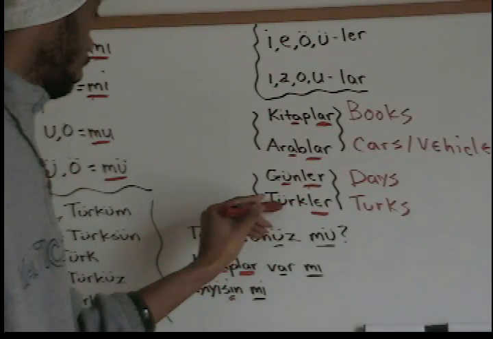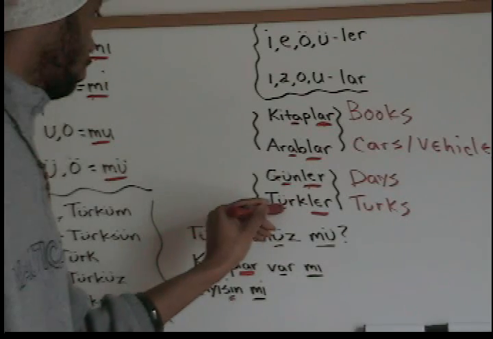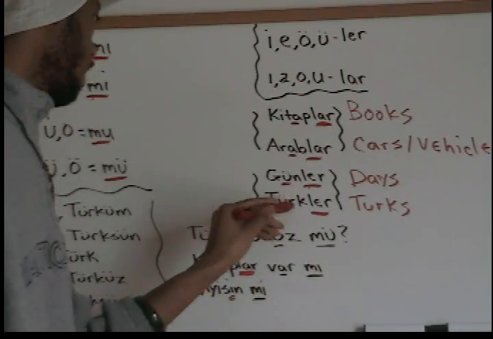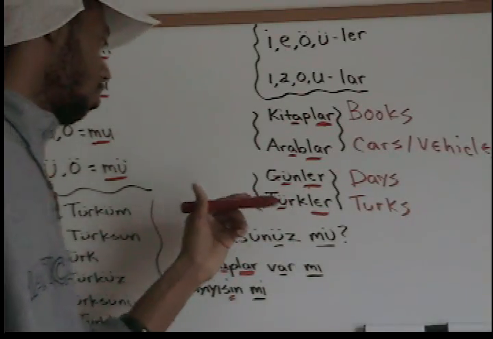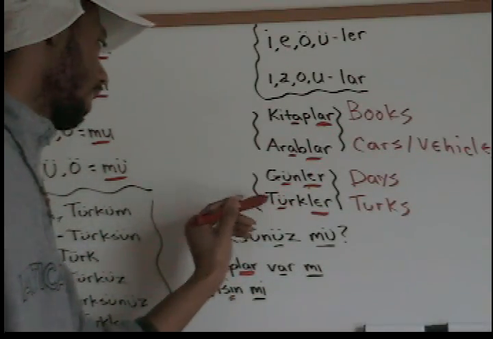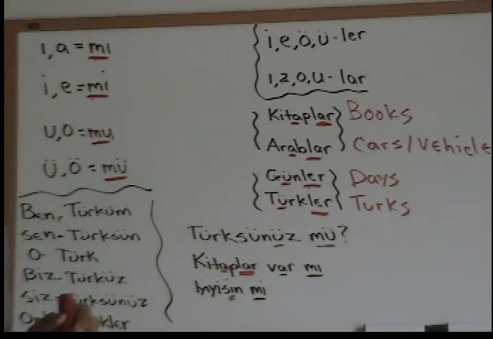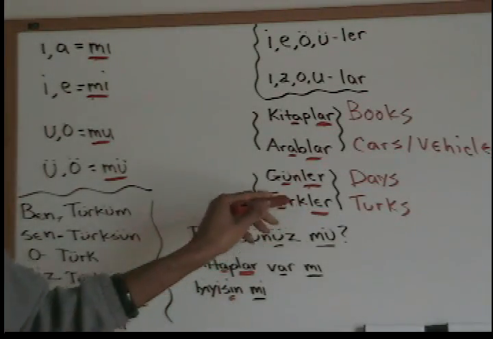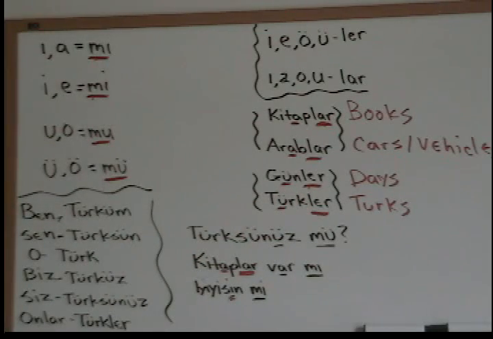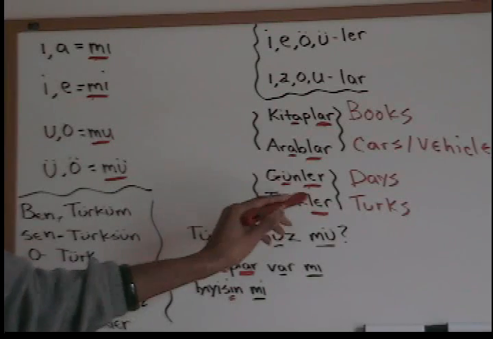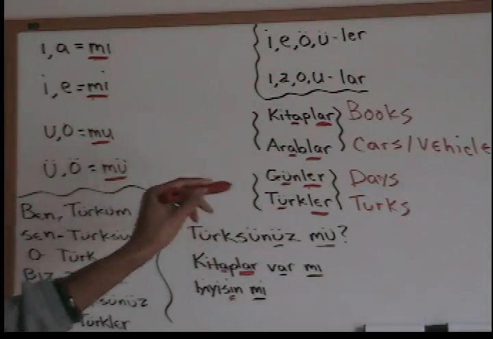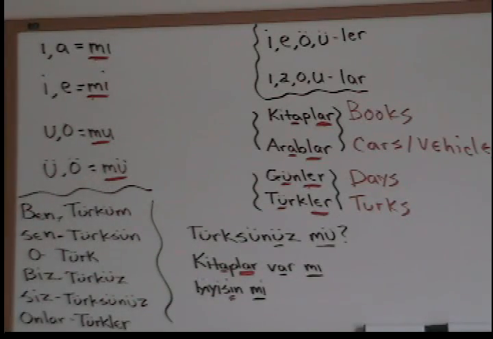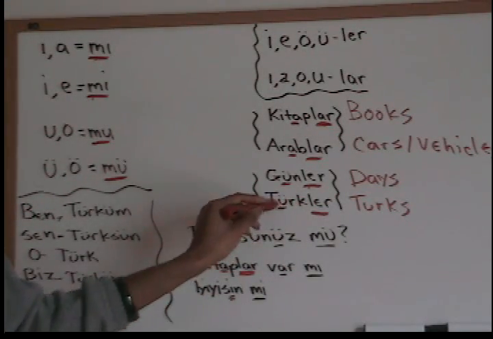Türkler. It's ler. Why? Because this is the vowel here, ü. Now you have two consonants here. If you have two consonants, then you go back to the vowel. You always have to look at the last vowel in the word to determine the vowel harmonization for that letter. So you have two consonants here, but don't worry about that. It's always the last vowel in the word. So ü, ler, there.